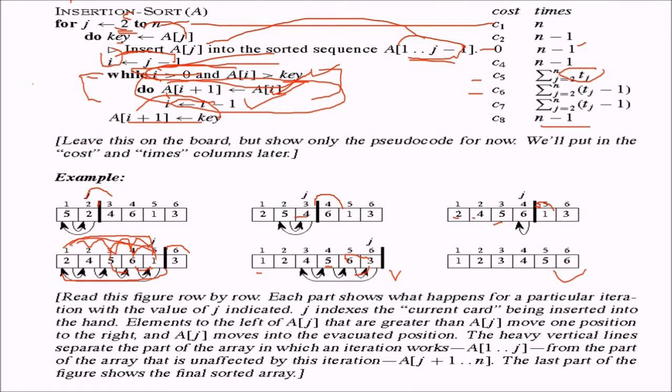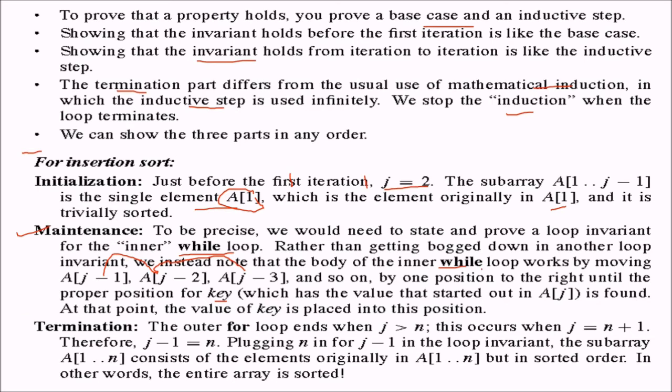One has got its position to the correct position, 3 has moved to its correct position by these steps until the position of key is found, and at that time the value of key is placed into this position, right? Finally, the termination: the outer for loop will end when j is greater than n. We have n numbers, so this occurs when j is equal to n plus 1. So j minus 1 is equal to n, of course.